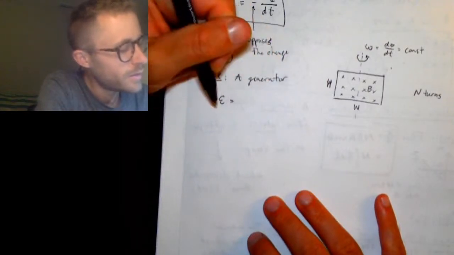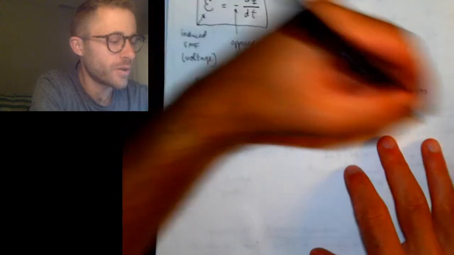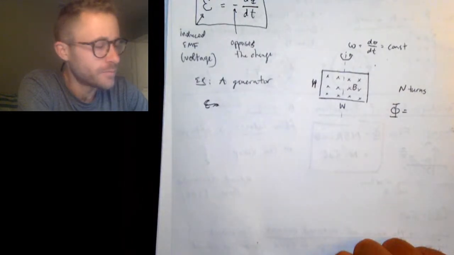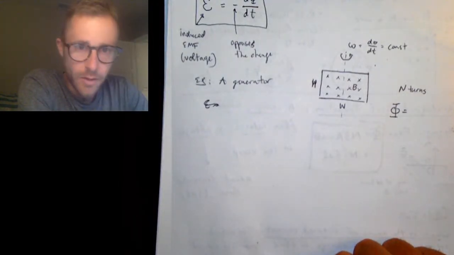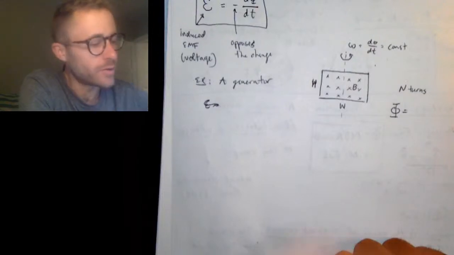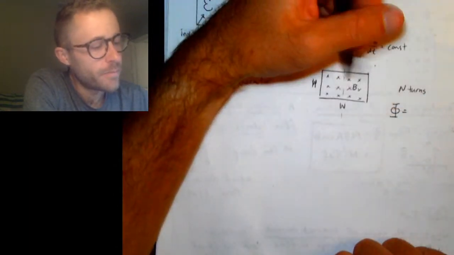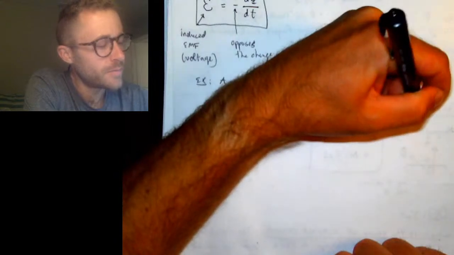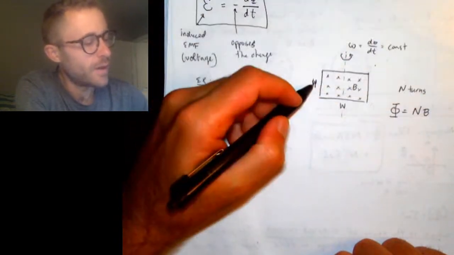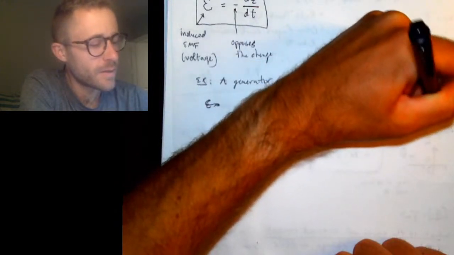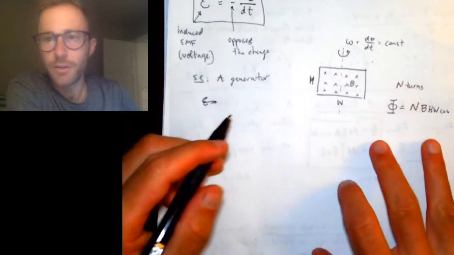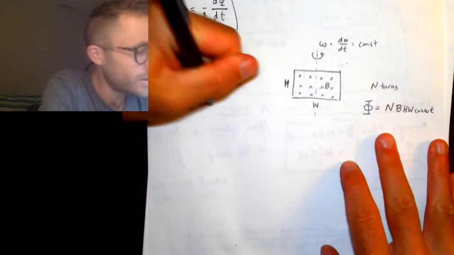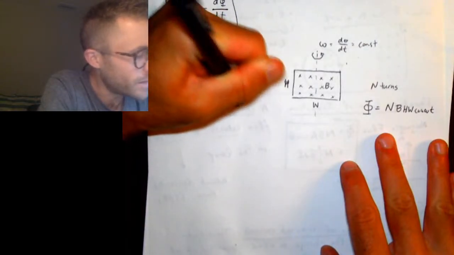well, let's just write an expression for the flux. So the flux is going to be N B, area is height times width, times cosine of the angle, but the angle changes as time goes on, so it's omega t. So then the induced EMF is negative the derivative of that.